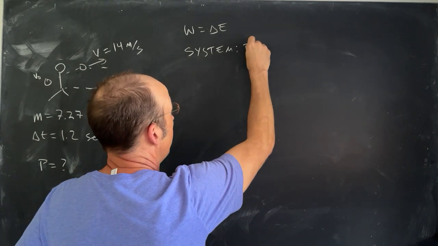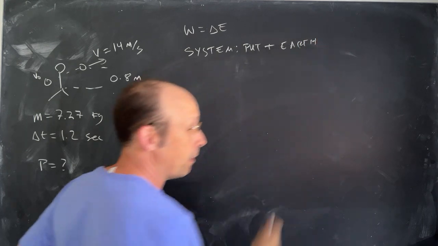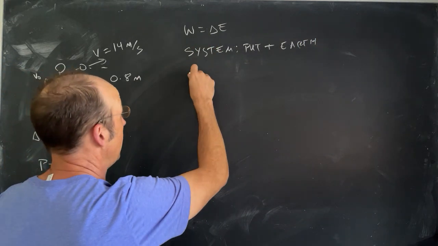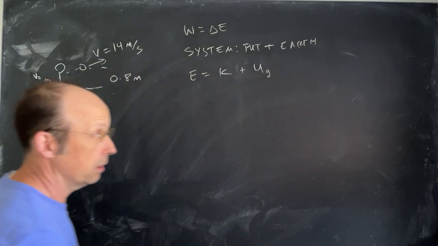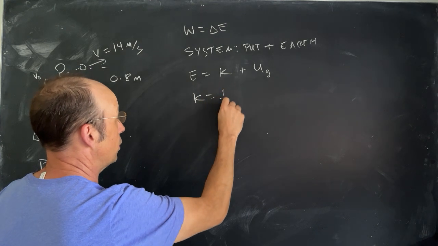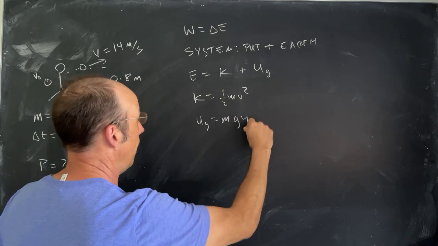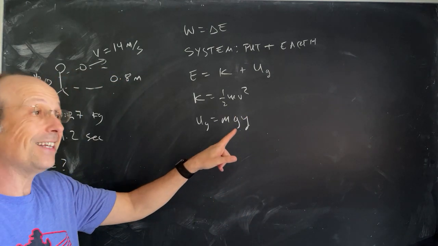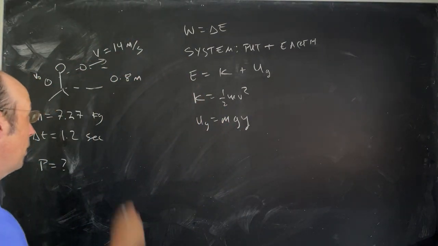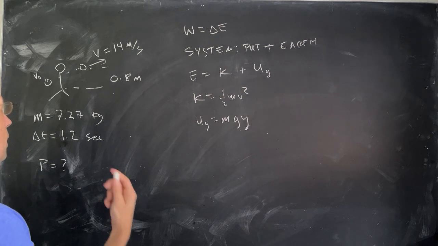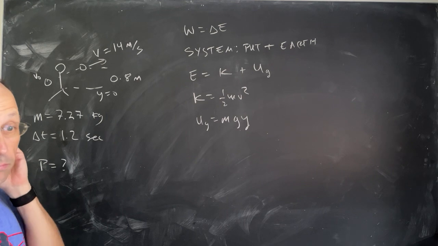If I pick the putt, plus the Earth, then that tells me what kinds of energy I can have. In this case, the energy will be kinetic energy plus gravitational potential energy. Kinetic energy we define as 1/2 mv squared, and the gravitational potential energy is mgy. For the potential energy, we need to say where y equals 0, and there's no wrong answer. Let's put y equal to 0 down here, so y final is 0.8.